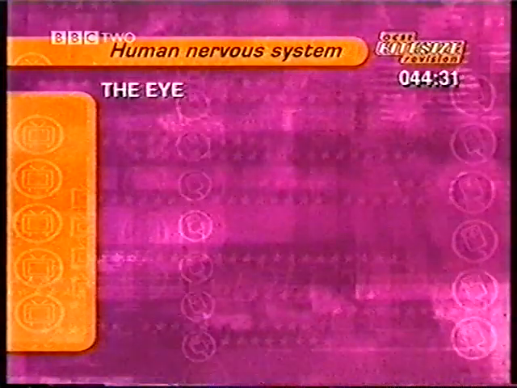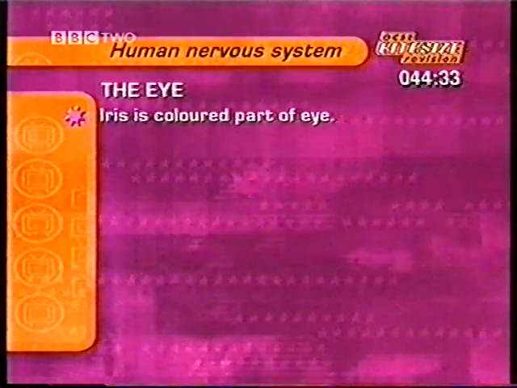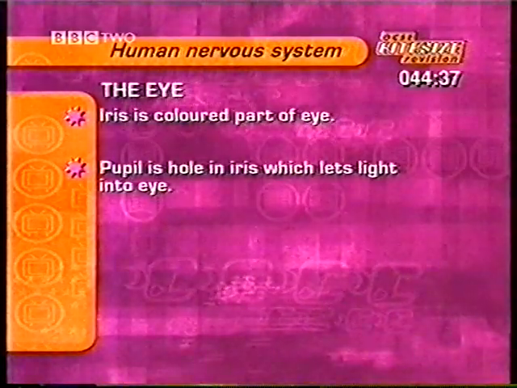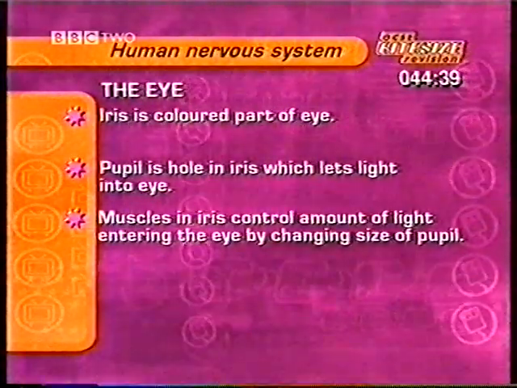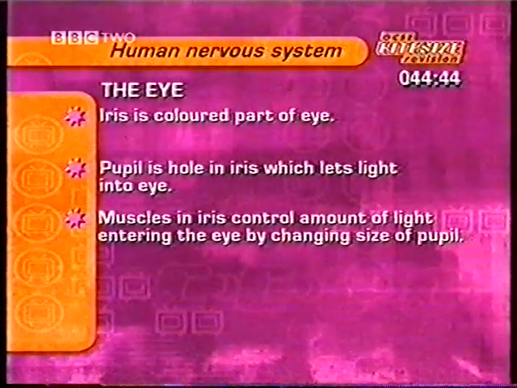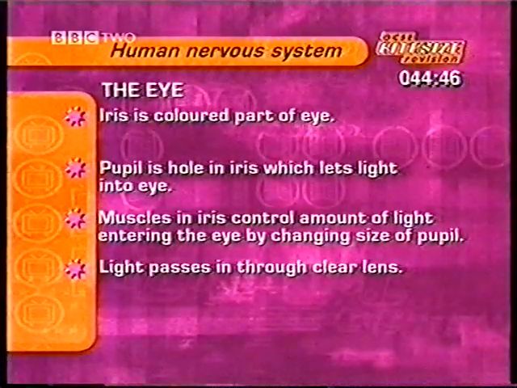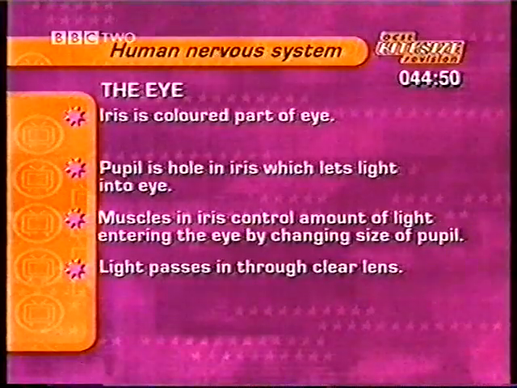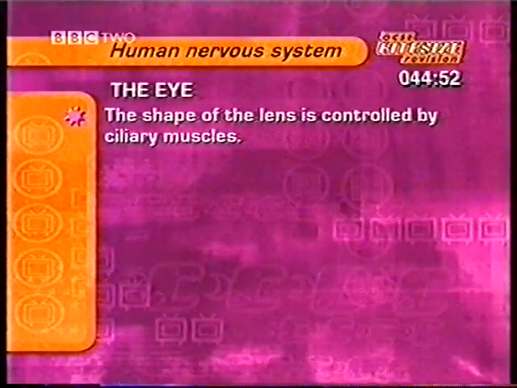Let's summarise. The iris is the coloured part of the eye. The pupil is the hole in the iris which lets light into the eye. The muscles in the iris control the amount of light entering the eye by changing the size of the pupil. Light then passes into the eye through the clear lens. The shape of the lens is controlled by the ciliary muscles.